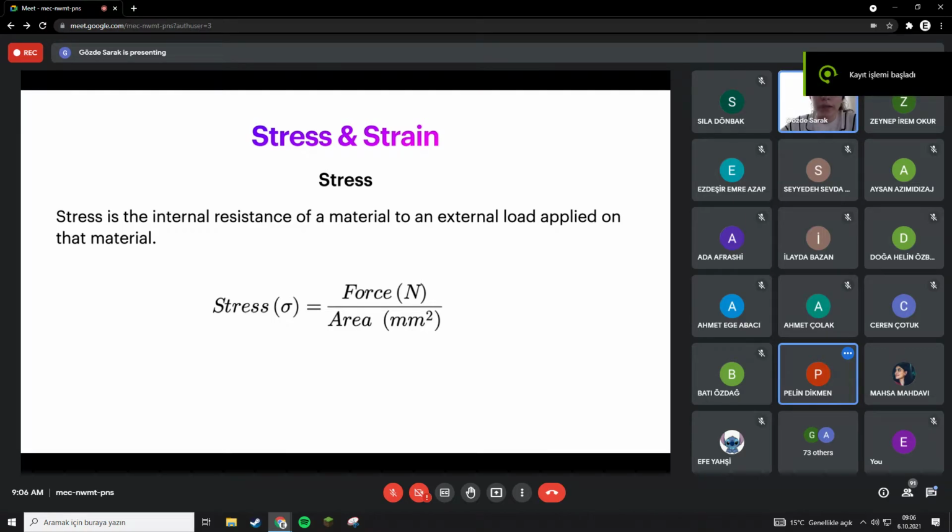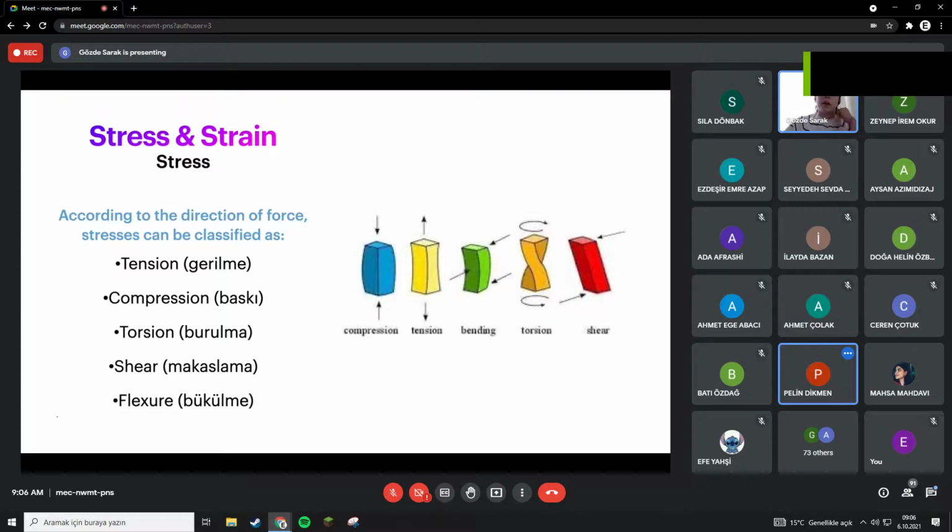Load applied on that material. According to direction of force, stress can be classified as tension, compression, torsion, shear, and flexure. Let's take a deeper look into these stress types.